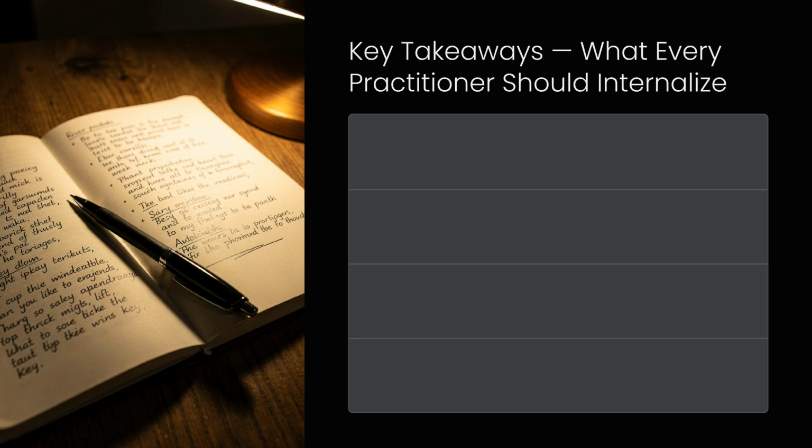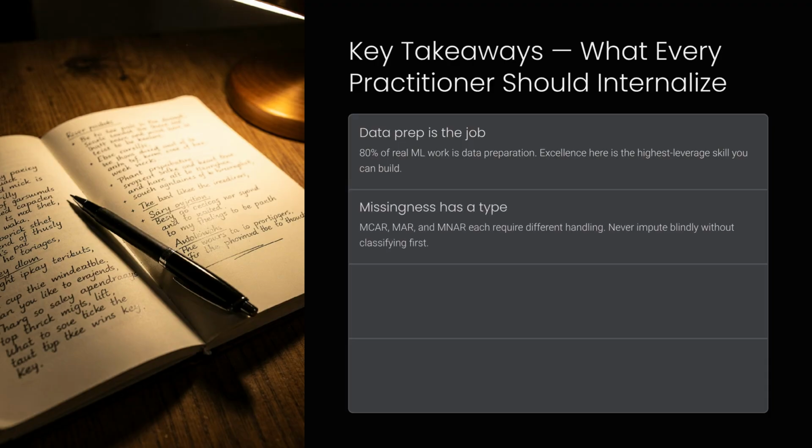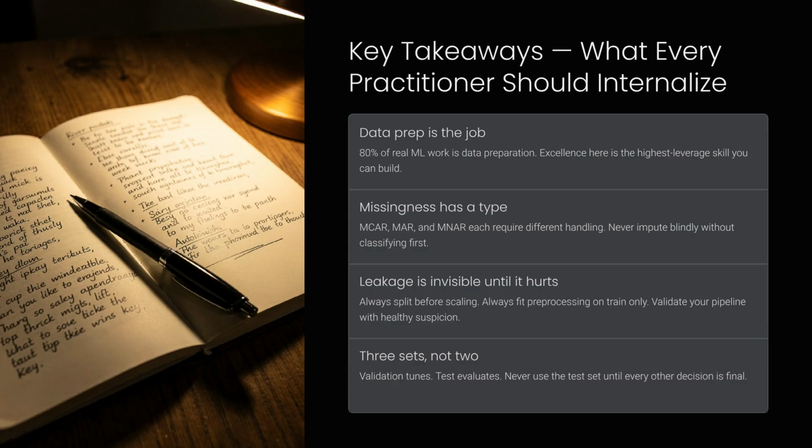Remember these key takeaways. Data prep is most of the job. Classify missingness before handling it. Leakage is subtle, so always split before scaling. Use 3 sets: train, validation, and test.